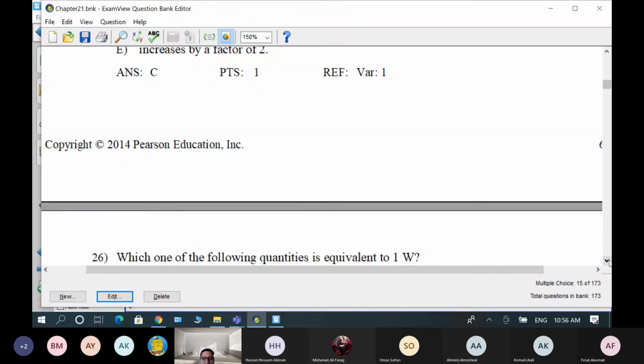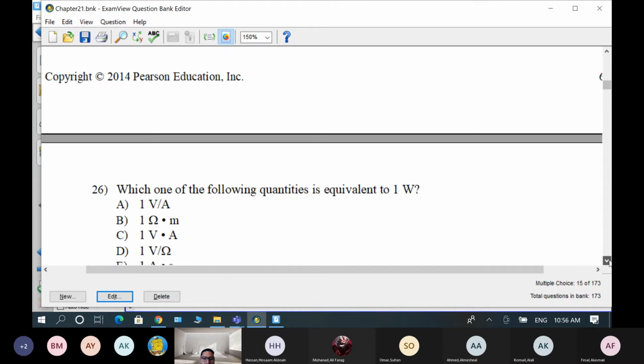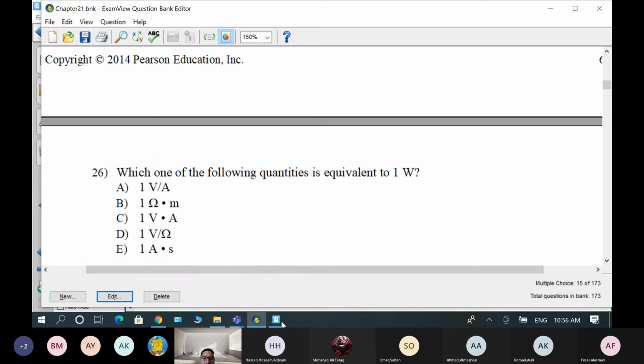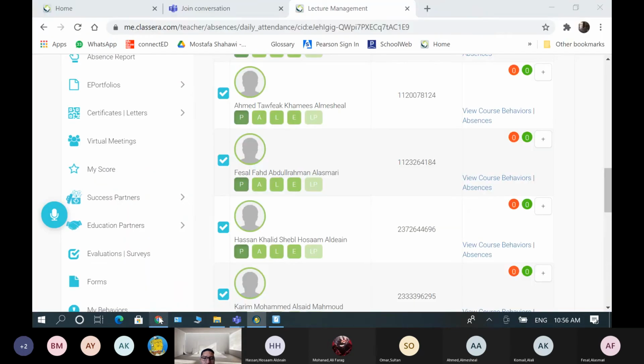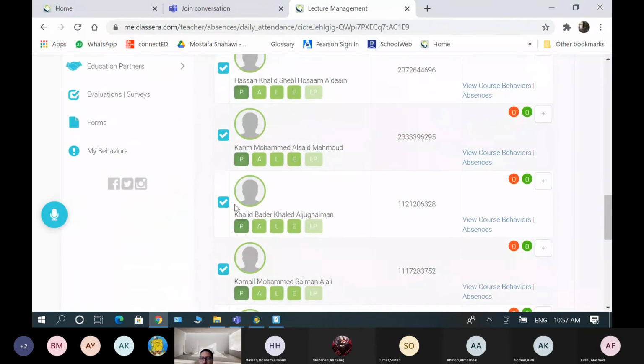Which of the following quantities is equivalent to 1 watt? So this is another question. Let me pick someone to answer it. Khalid Badr. Khalid.